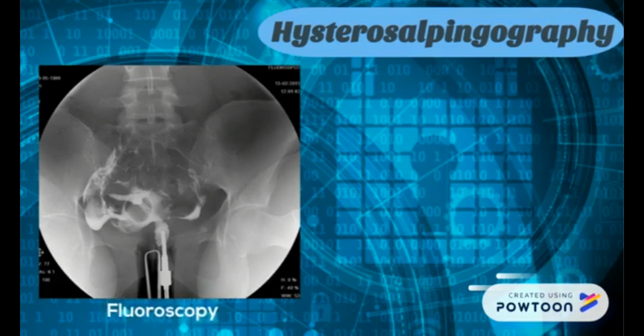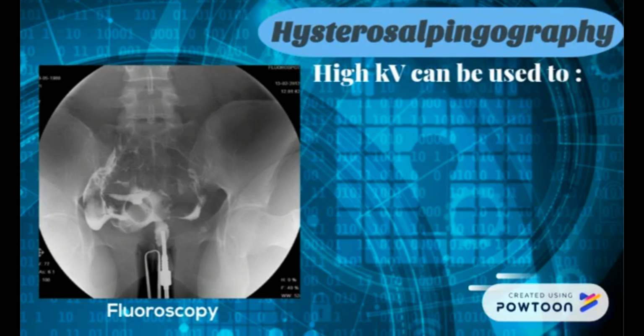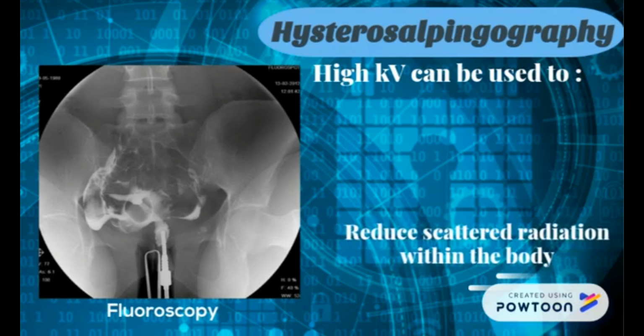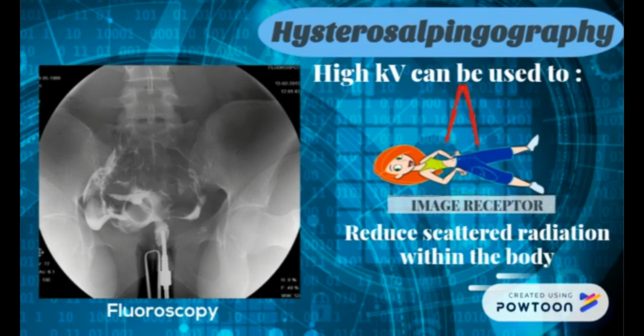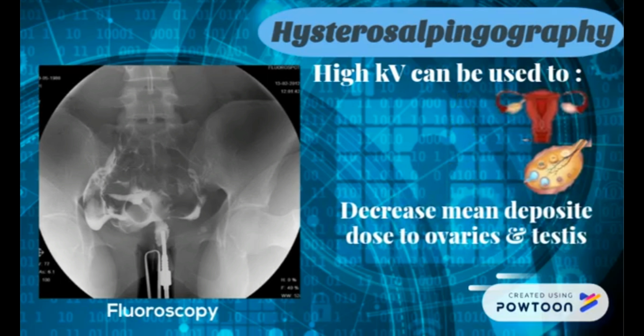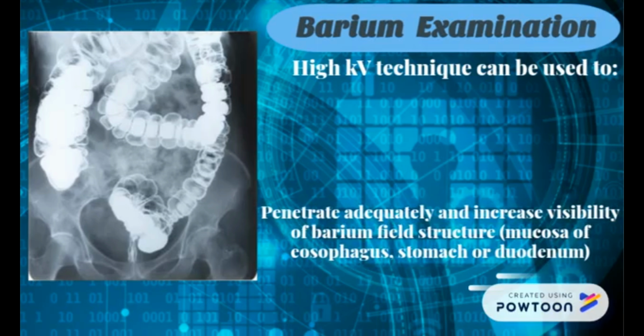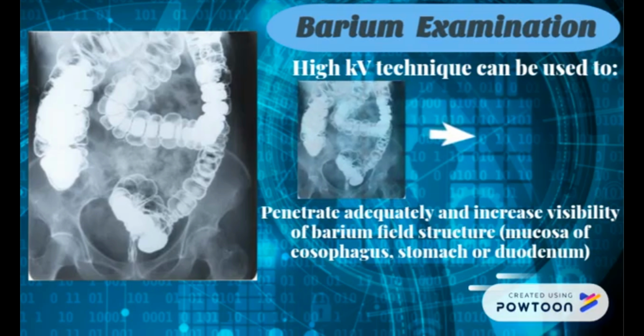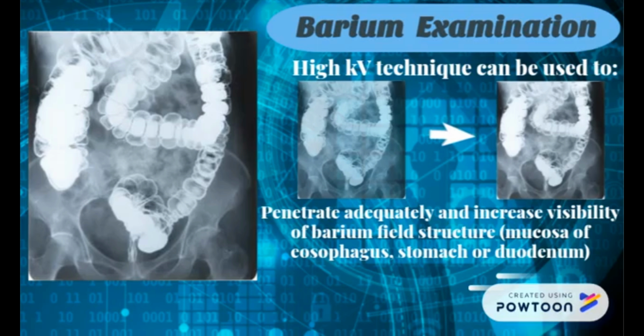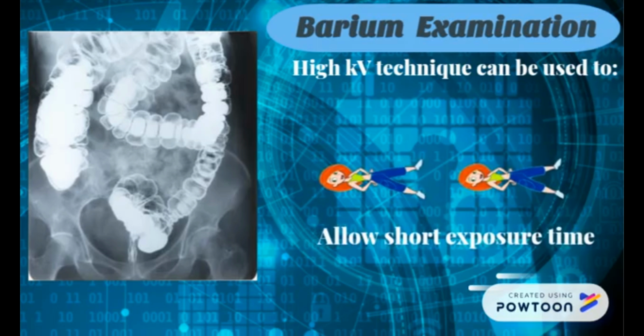In hysterosalpingography, high KV can be used to show reduced scatter radiation within the body and decreased mean deposit dose to ovaries and testes. In barium examination, high energy X-ray penetrates adequately and increases visibility of barium filled structures such as mucosa of esophagus, stomach, and duodenum. High KV technique also allows short exposure time.